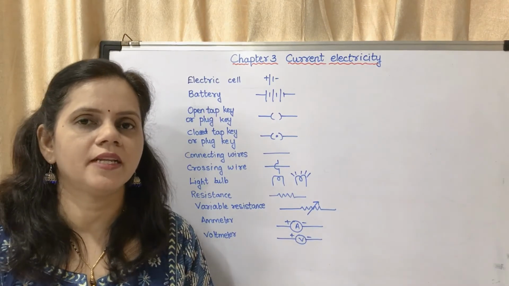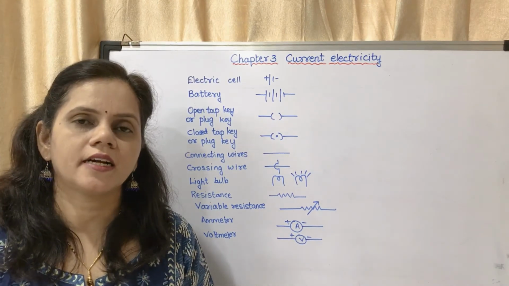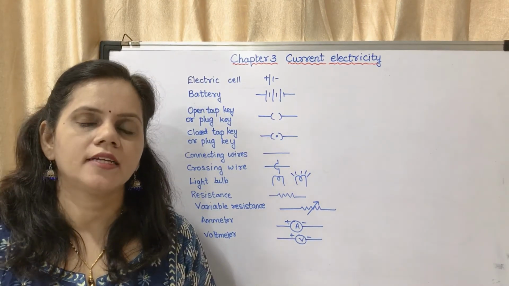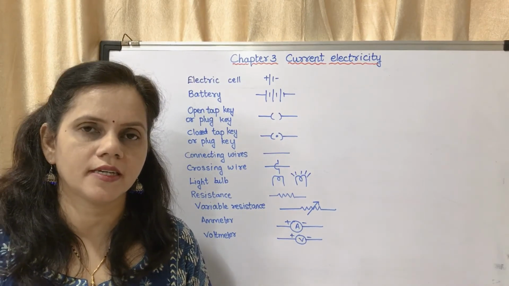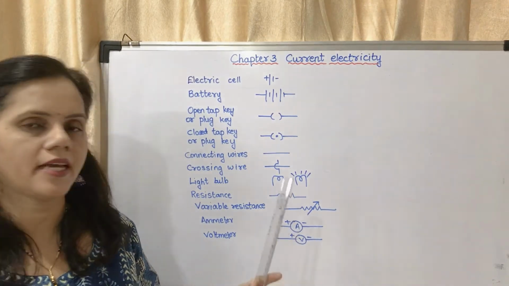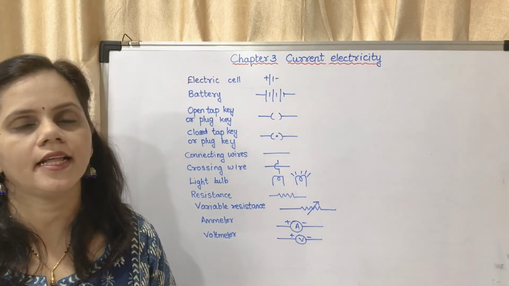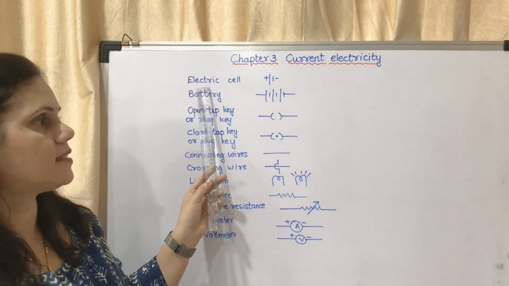Now this is the table given on page number 36. These are the components of a circuit and the symbols of the circuit. In the table they have given the symbols of the circuit and its uses. So the first one is, I will tell you the symbols first, then we will move on to the uses. So first is electric cell.